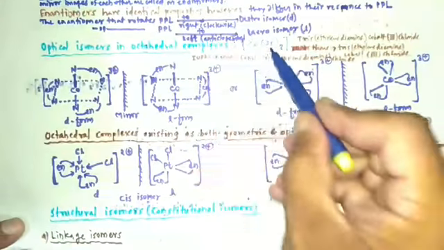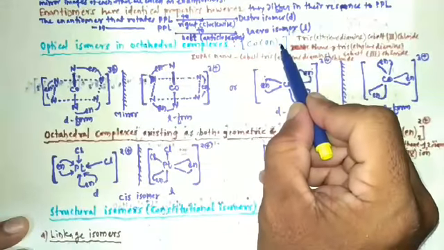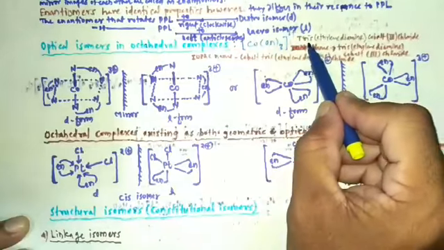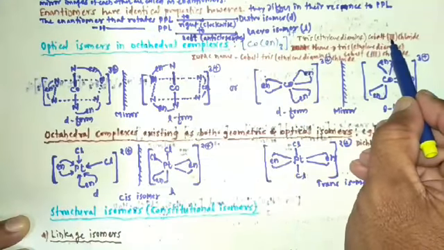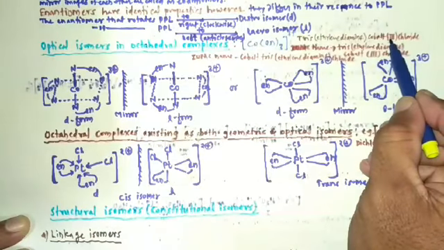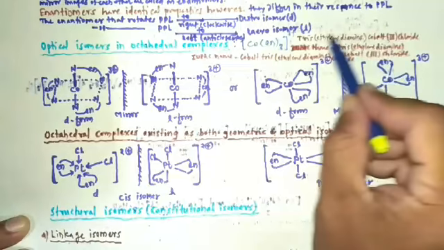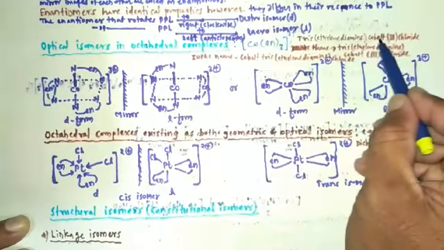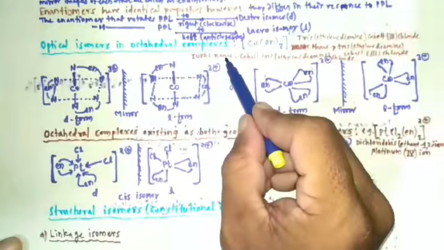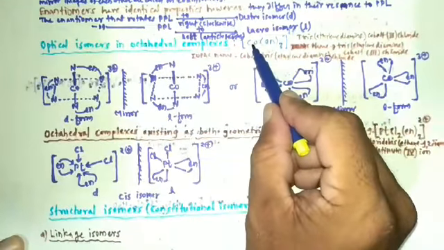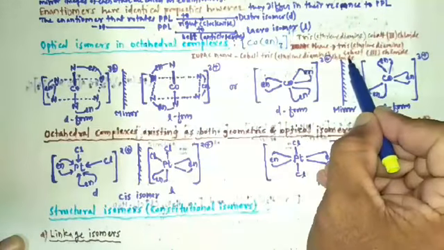Take one example, the complex Co(en)3. Its name is tris(ethylene diamine)cobalt(III) chloride. The Roman numeral III is the oxidation state of cobalt. That is its IUPAC name.